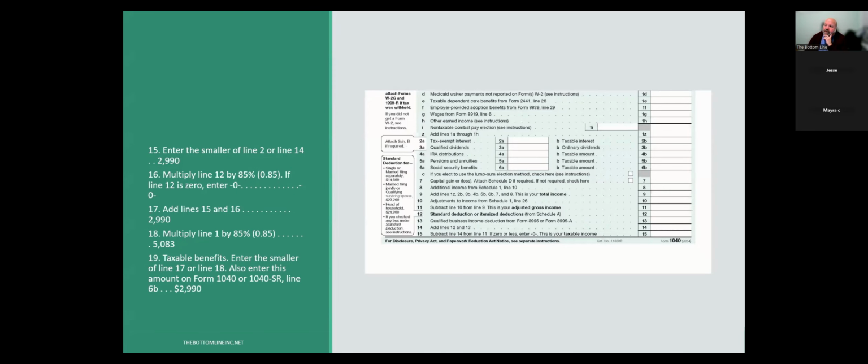So you're going to enter this smaller line 2 on line 14, which is 29,990. So the taxable benefit under the smaller 1040 line 6B. So here on our 1040, you can see line 6A is the total amount of Social Security. Line 6B is our taxable amount. So we have to go over to that worksheet, do the worksheet, and then come back to the 1040 and enter in what part is taxable.